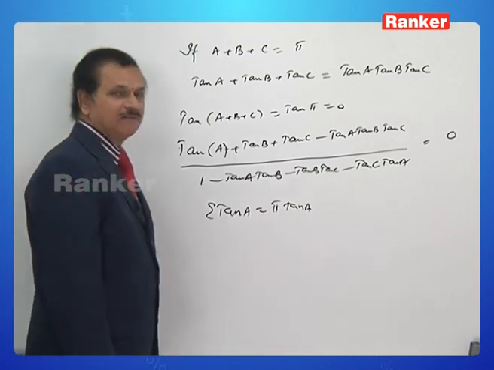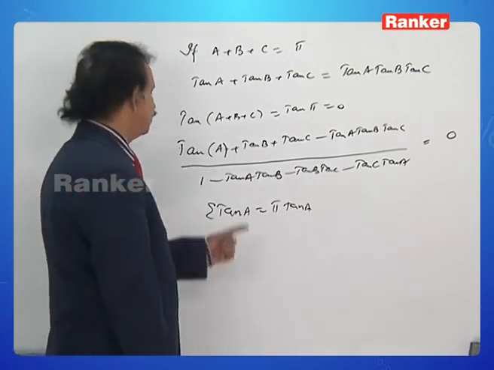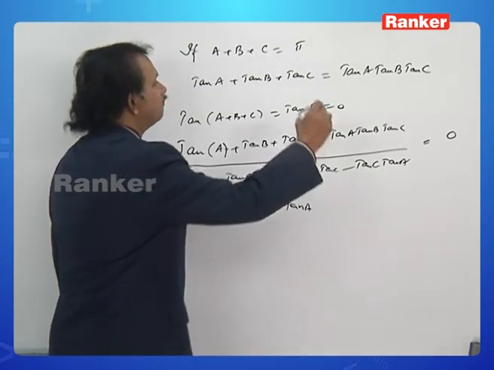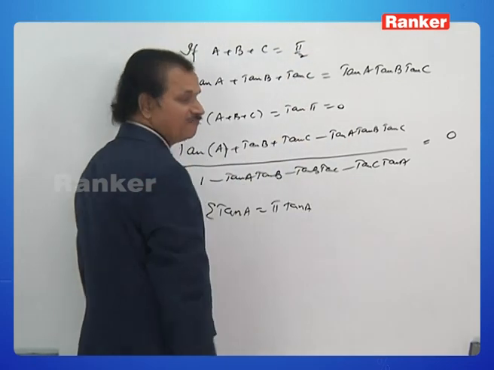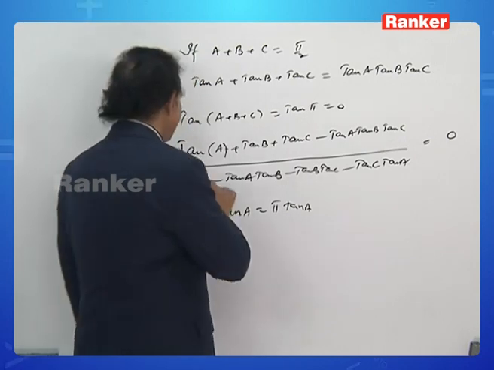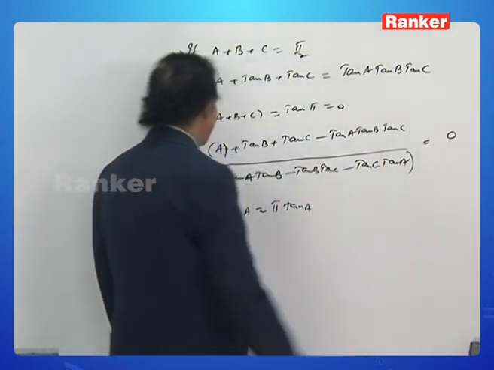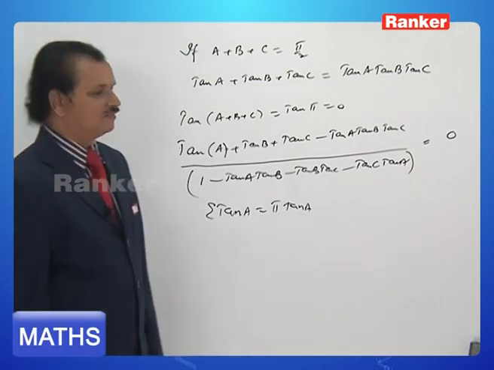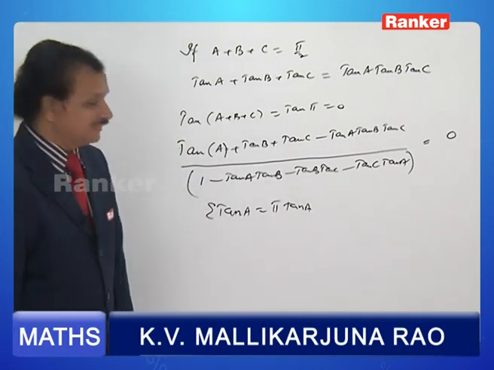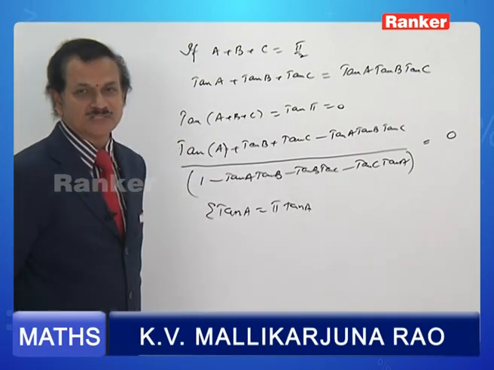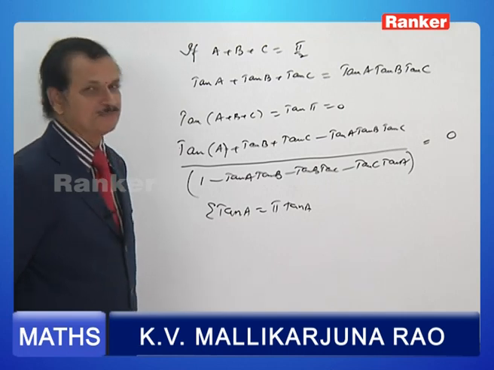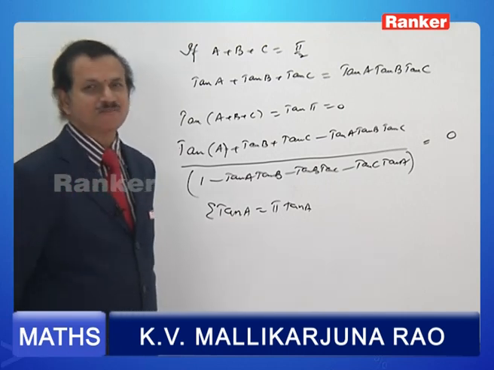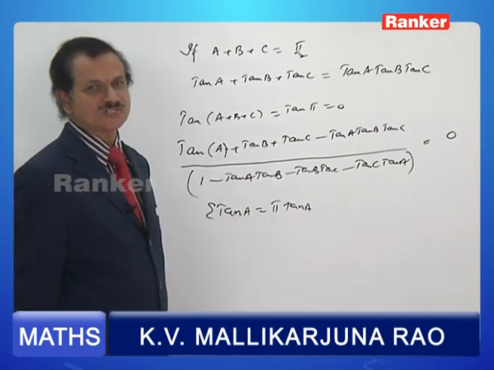Well, my dear, I would like to do one thing here. If a plus b plus c is equal to pi by 2, then tan pi by 2 is infinity. Infinity means the denominator is 0. Means 1 minus tan a tan b minus tan b tan c minus tan c tan a is equal to 0. That is, tan a tan b plus tan b tan c plus tan c tan a is equal to 1. We could have made use of this identity just previously in some problem. Just 10 minutes back, we have used it.